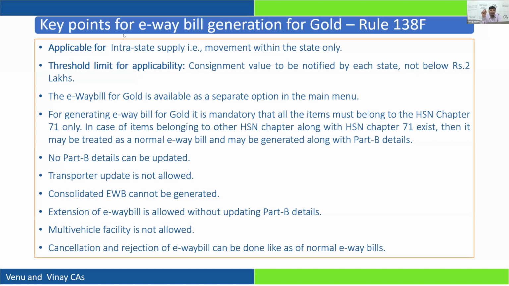If there are 2-3 articles in a single invoice, a classic case being Titan, which is selling watches which also have gold in them, then for that it is not Chapter 71, it's a different chapter. And the limit will not be 2 lakhs, the limit will be 50,000. This is one important thing you need to be very mindful of.